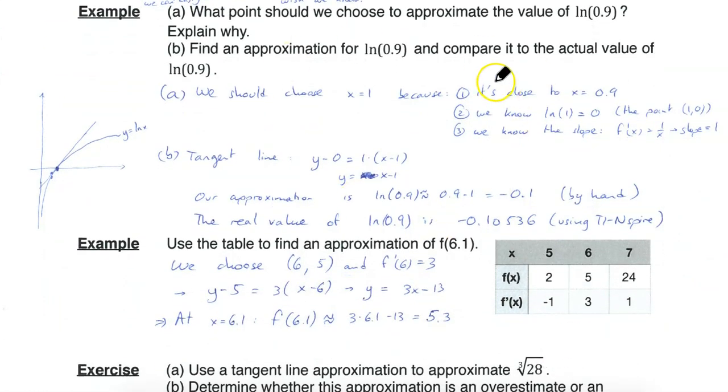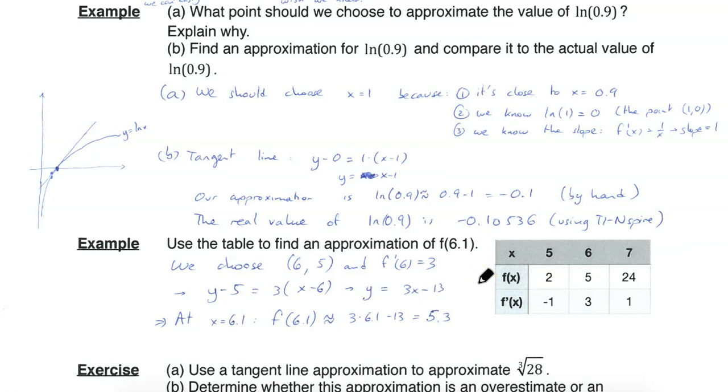So the first example showed you that we didn't have the function itself. We weren't able to find the value because we were unable to actually calculate ln of 0.9. In the second example, we just do not even have an equation for f of x. We know that f of 5 equals 2, f of 6 equals 5, f of 7 equals 24, and we know the derivatives at these 3 points. The question is, find an approximation for f of 6.1.